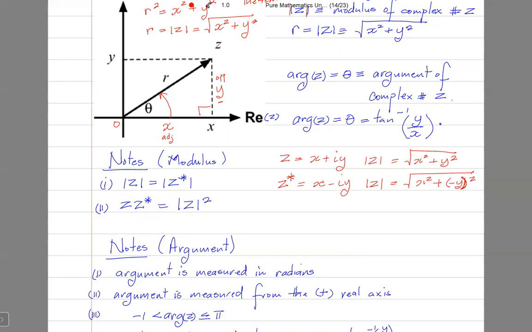They're also saying that the product of a complex number and its conjugate is equal to the square of the modulus of the complex number. Now, this is not groundbreaking information. It's something that you can easily prove for yourself.